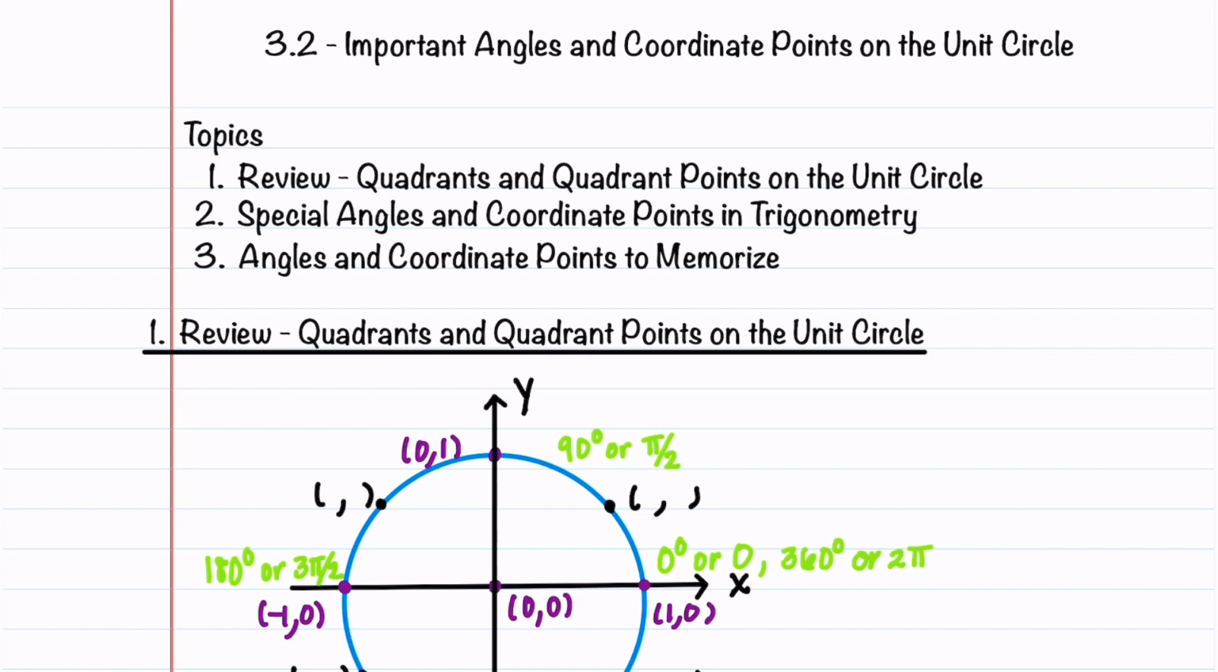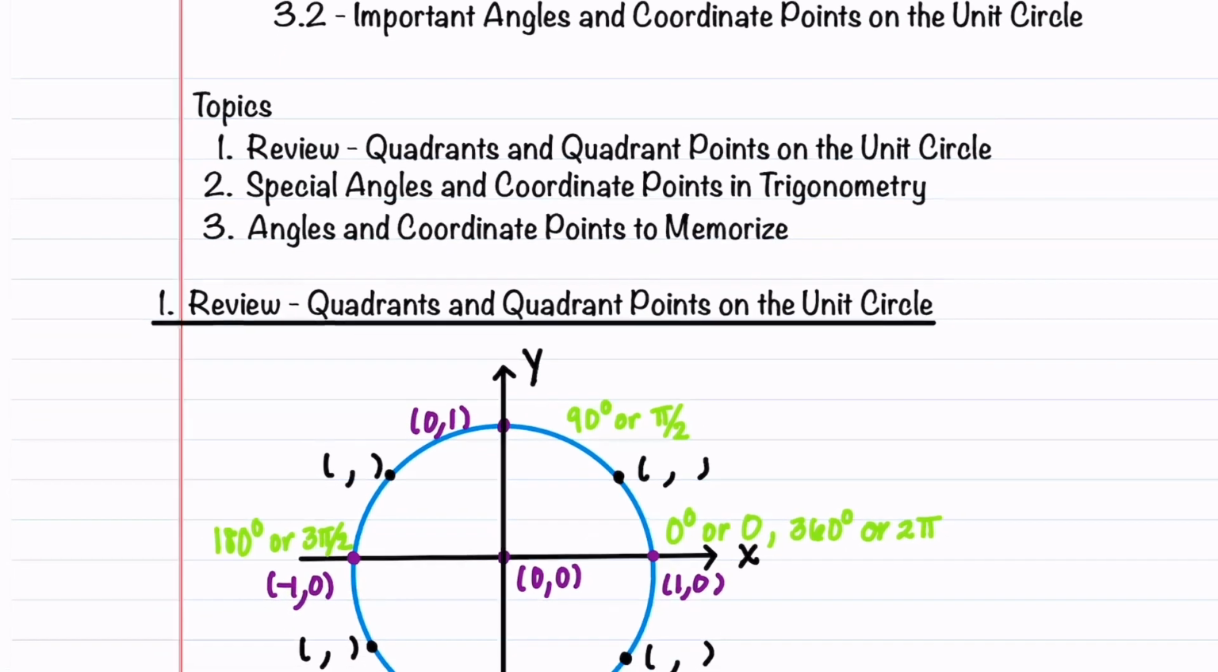In this video, I'm going to discuss the special angles and coordinate points that are used extensively in trigonometry and highlight the angles and coordinate points on the unit circle that need to be memorized. We'll begin by quickly reviewing the quadrants and quadrant points on the unit circle.